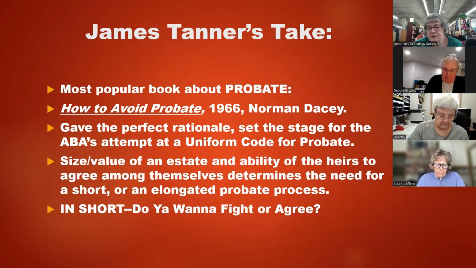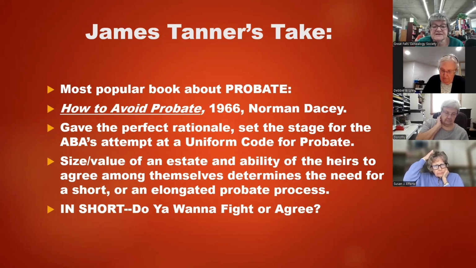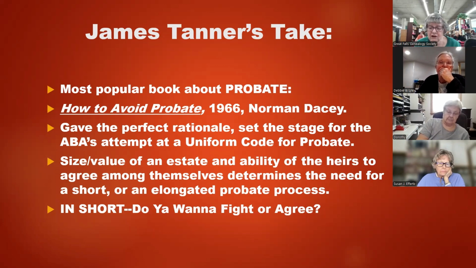Probably one of the funniest books about probate, and I understand you can get at least part of this online, is How to Avoid Probate. It was put out in 1966 by Norman Dacey, prior to the ABA going to that thing of a uniform probate code. It gave the perfect rationale, and it set the stage for the ABA's attempt, I'm saying attempt here, at a uniform code for probate, because those things are still not settled. I mean, there's issues that law schools teach and that probate follows, but always be aware that states can add or change things, and you do want to start from where they are today, going backward.